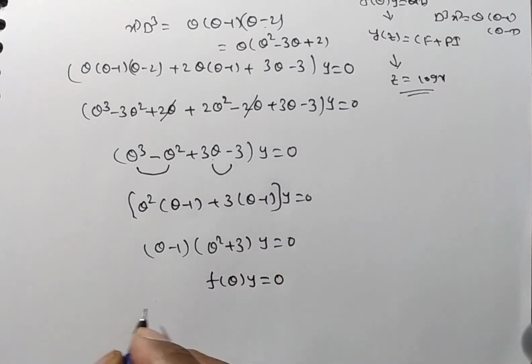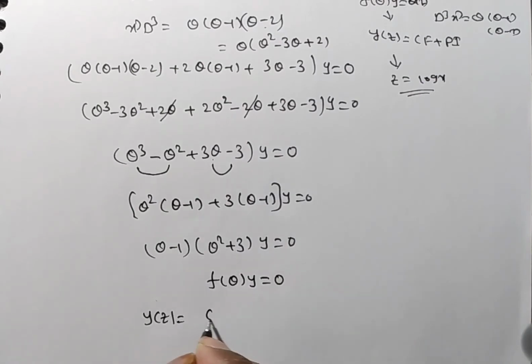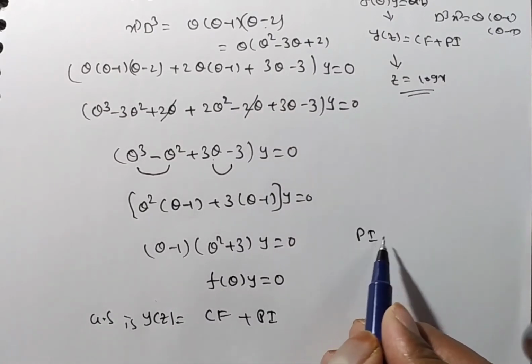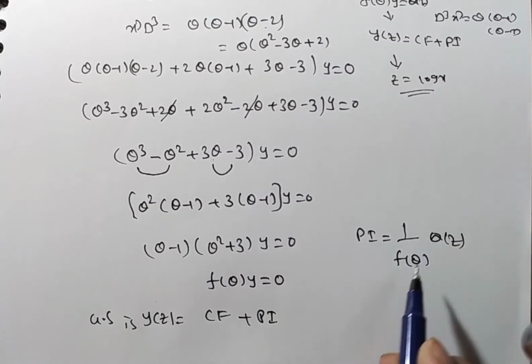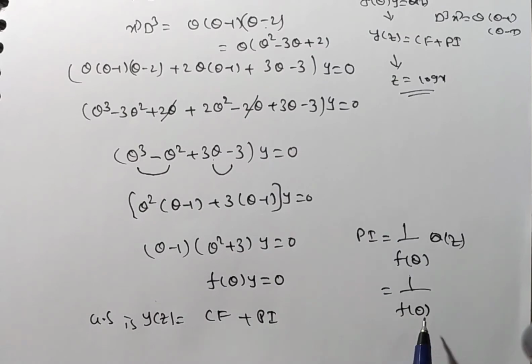So now what is the general solution for this? y of z is equal to the general solution of f of theta into y is equal to 0, that is, complementary function plus particular integral. But you observe, what is the particular integral? We are denoting it with 1 by f of theta into q of z.